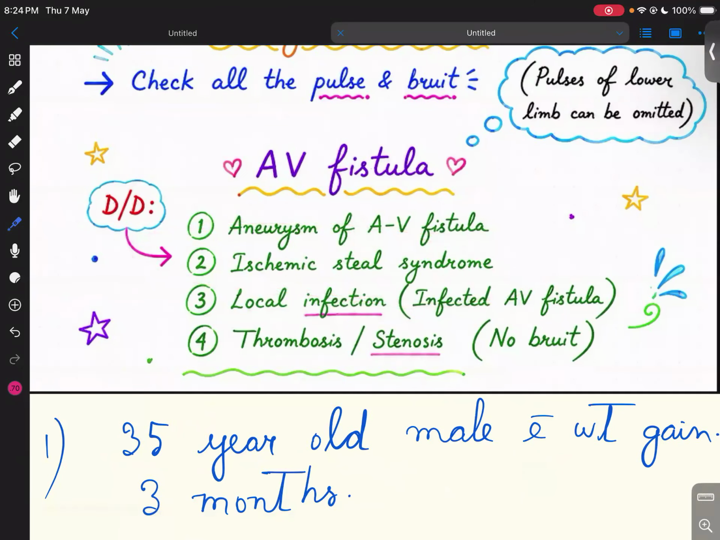Did you get my point, doctor? Yes, and only in the distal part. Could you repeat that once again? Which one, doctor? The last point that you made, could you just speak it again?